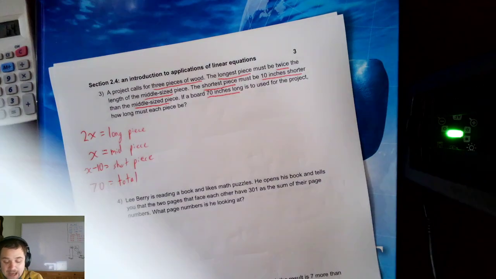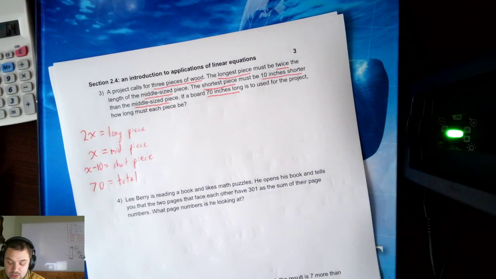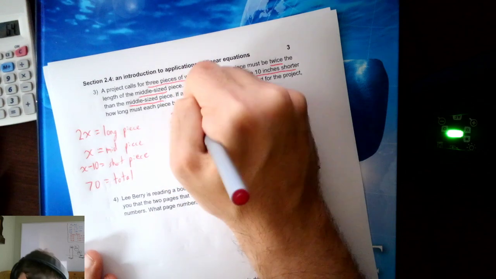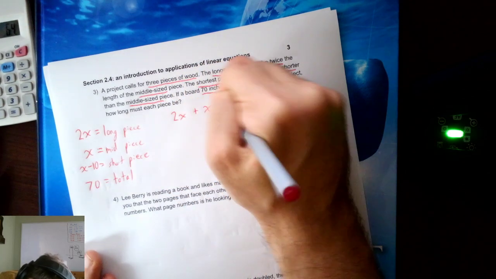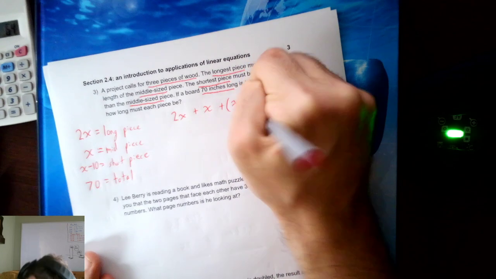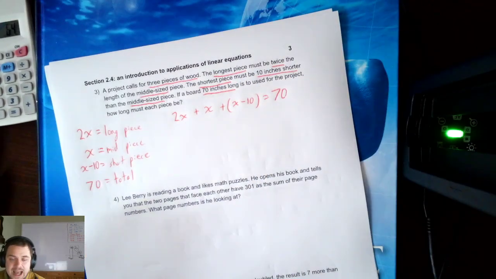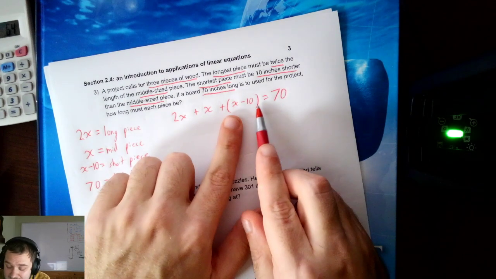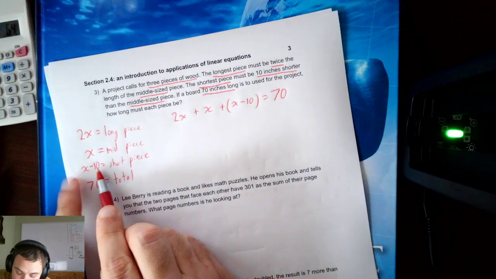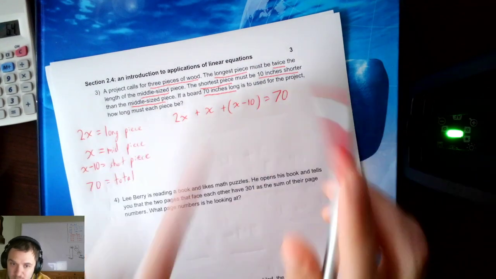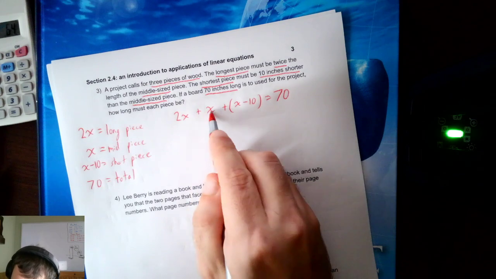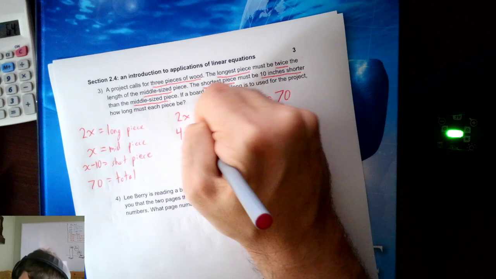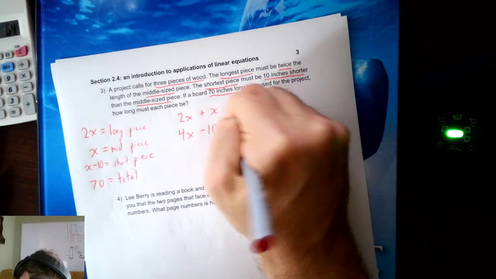Now, I'm on to writing an equation. I need to write an equation using these. Well, I know the total size, so if I take the long piece's length, and I add the middle piece, and then I add the shortest piece, I should get the total length of the board, right? If I add all my pieces together, I should get the total length. Once again, these parentheses were not necessary, but I like to put parentheses whenever I have a group, just to keep myself organized. So I have 2x plus x plus x. That's 4x, right? And then I have a minus 10 equals 70.